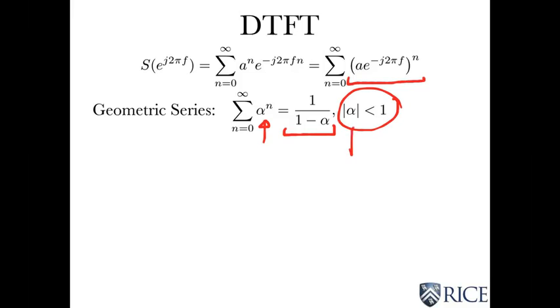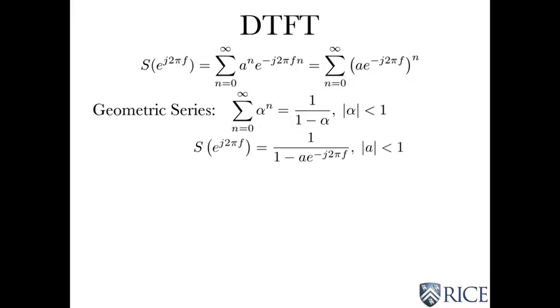The only thing that matters is that its magnitude is less than 1, which it certainly is in this case if I assume that the absolute value of a is less than 1. All right, so we can use it. Very simple formula pops up. There it is. And so that is the spectrum of the exponential signal. Let's plot it.